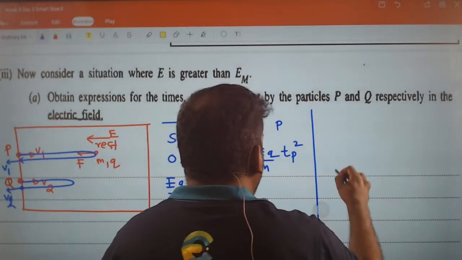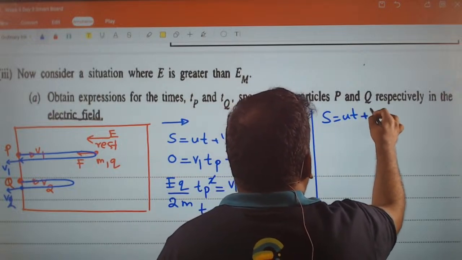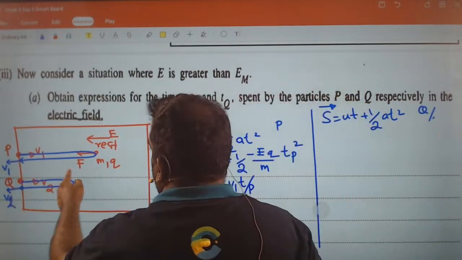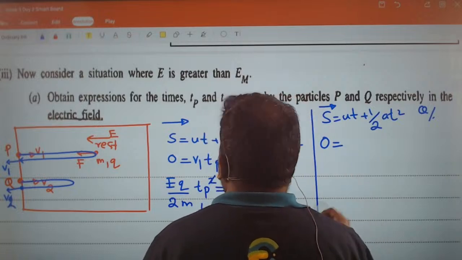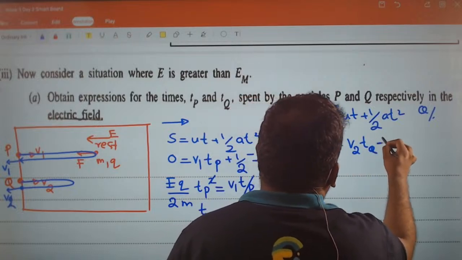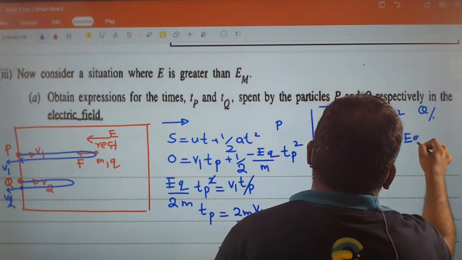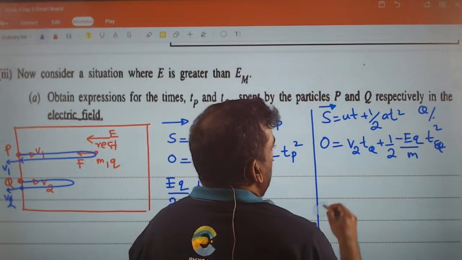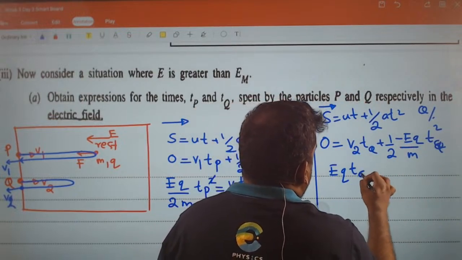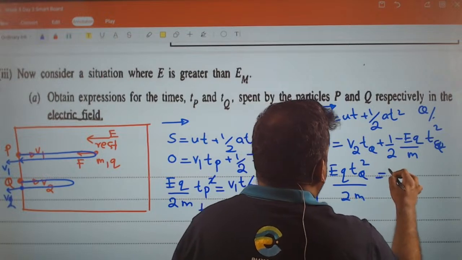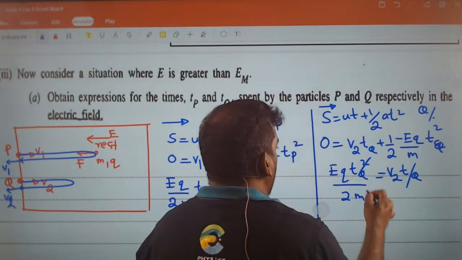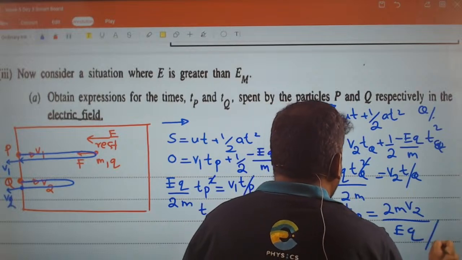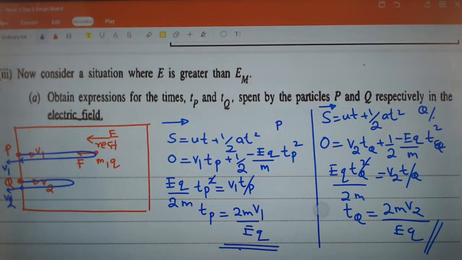Similarly, you can apply S equals ut plus half a t squared, going forward, acting on Q. Going and coming back means displacement 0. Velocity V2 times Tq. Deceleration is minus EQ over m, times Tq squared. EQ Tq squared over 2m equals V2 times Tq. Tq cancels off, not 0. Tq is 2m V2 divided by EQ. So the time taken by P and Q inside the field is given.